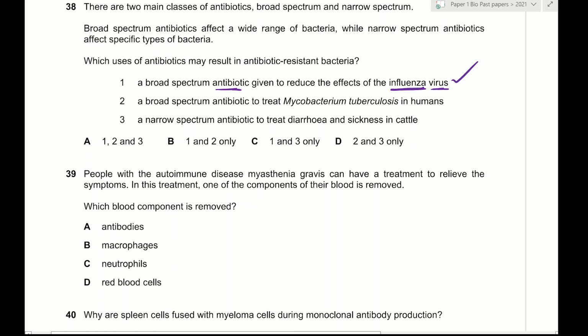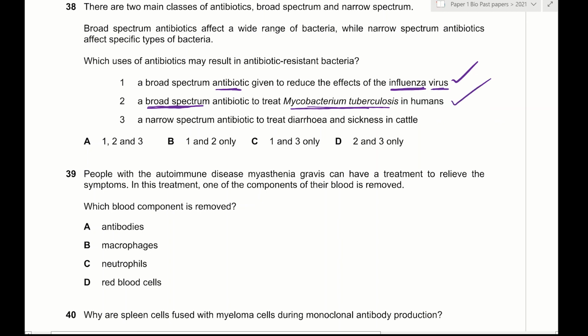2. A broad spectrum antibiotic to treat Mycobacterium tuberculosis. Mycobacterium tuberculosis is a bacterium, but here we know the specific type of bacteria and we are using a broad spectrum. If we know the specific type of bacteria, we must use a narrow spectrum only to affect that bacterium. So in this case, antibiotic resistance will occur.